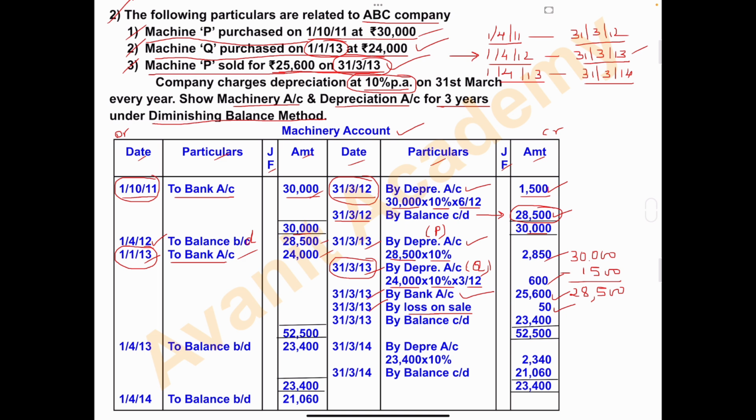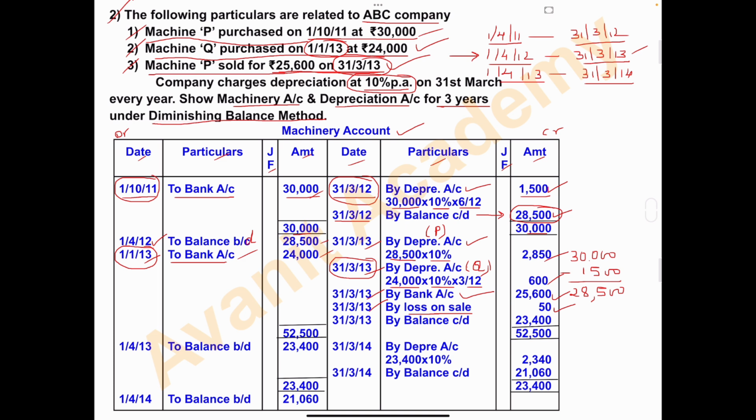So all the transactions related to financial year 2012 to 13 are over. Depreciation is calculated, machine Q purchase entry is passed, machine P sale entry is passed, then the loss or profit is also calculated and that entry is also passed. So all the transactions of 2012 to 13 are completed.